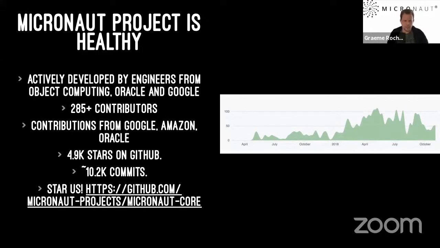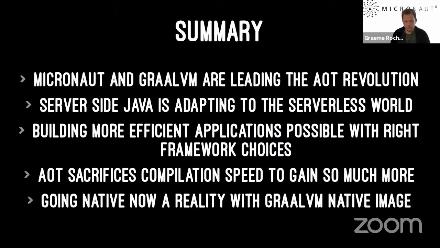But Micronaut is really healthy as a project right now. We're about to hit 5K stars on GitHub. We have lots and lots of commits going into Micronaut core, contributions from loads of contributors, including major companies like Google, Oracle, and Amazon. We've all been contributing significantly to Micronaut, and it's actively being developed by a number of different engineers. I think in total there's around 10 people working full-time on Micronaut right now in different areas. So lots of investment happening in Micronaut right now.